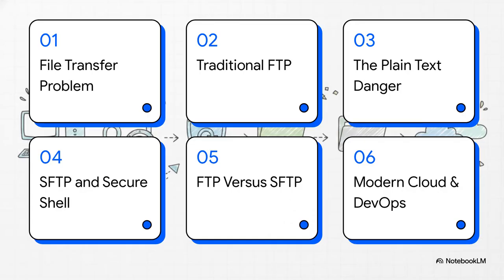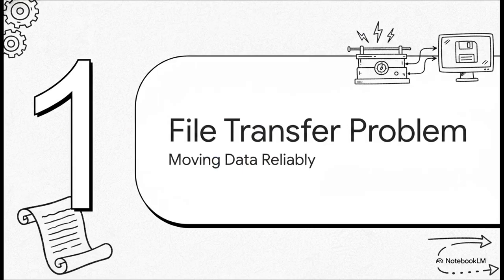Okay, here's our roadmap for today. First, we'll look at the file transfer problem, then enter traditional FTP and the plain text danger. After that, we'll cover SFTP and secure shell, do an FTP versus SFTP breakdown, and finish up with modern cloud and DevOps. Starting off with Section 1, the file transfer problem.